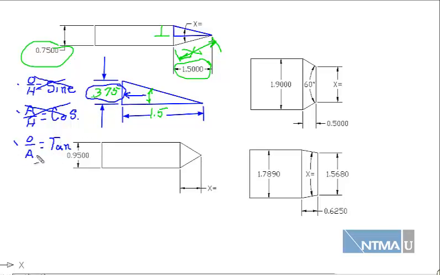But I need an adjacent side. Oh my goodness, I got an adjacent side right here. It's 1 inch, 500,000. So all you're going to do now is put these numbers right where they belong, right there. So, all right, let's bring this over to here.